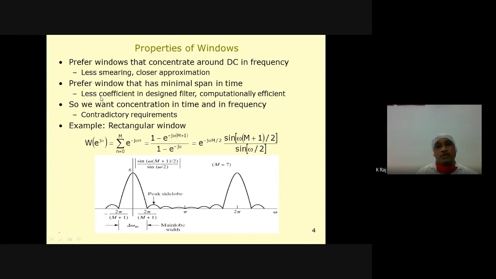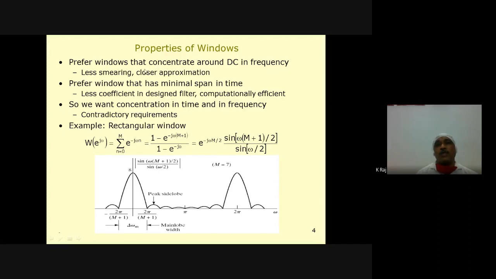And what is the advantage of this one? Fewer coefficients. The smaller the time span, the smaller the number of coefficients, so fewer coefficients in the designed filter. This will be a computationally efficient filter. So we want concentration in time and in frequency both. But how can both be considered, because they have an inverse relation? That is, contradictory requirements arise here.